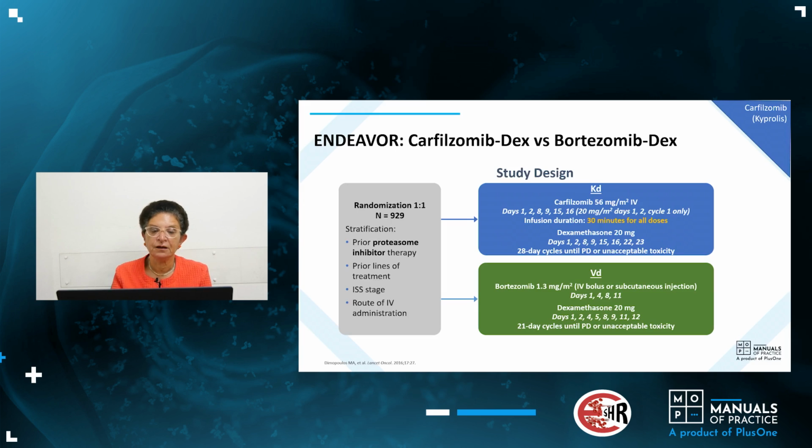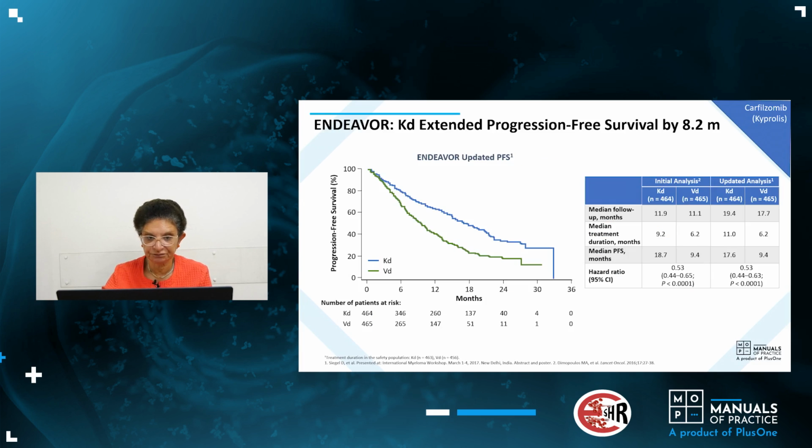Okay? Here the Endeavor study is comparing a second generation proteasome inhibitor to a first generation proteasome inhibitor in the relapsed refractory setting. So they are comparing carfilzomib dexa versus Velcade dexa in these patients. And look at the number of inclusions, 929 cases. Let us look at what happened.